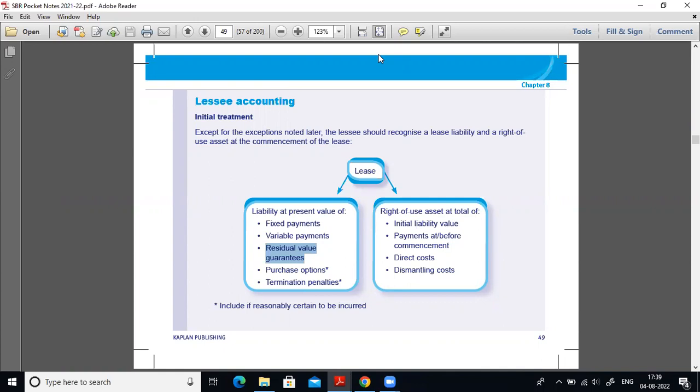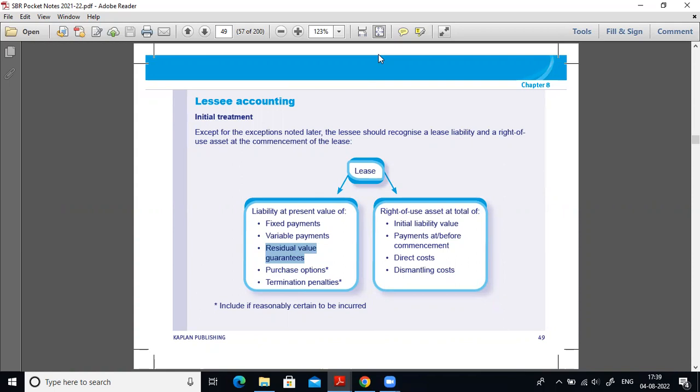So here purchase option includes a price reasonably certain to be incurred. Purchase options are nothing but if the lessee has the right to purchase that leased asset after completing the lease term, and the termination penalties. So all these are to be considered while computing the present value of the lease liability. So you need to clearly know what we need to include while computing the present value.